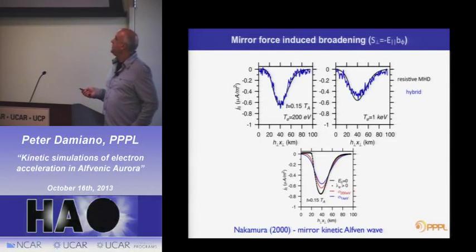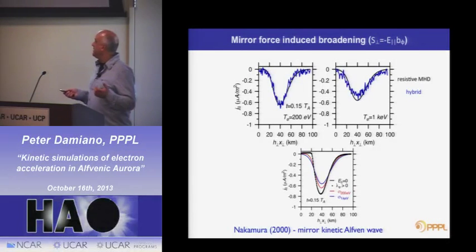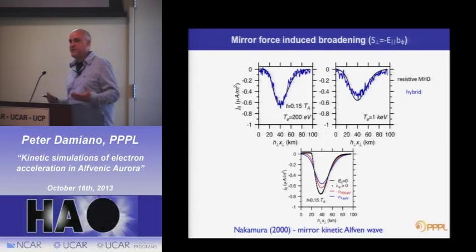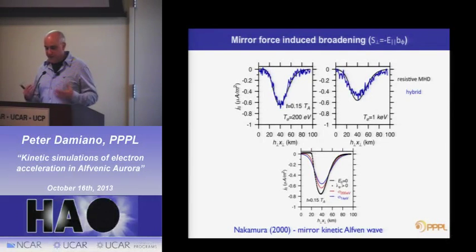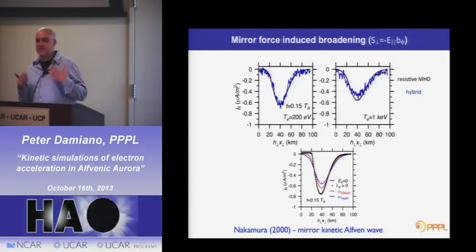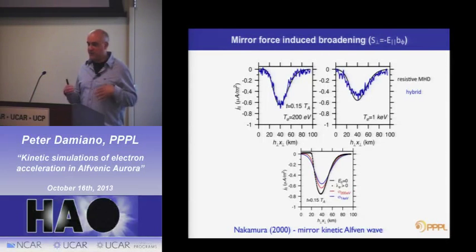So I actually like to include this limit of a mirror force dominated global mode, as what was denoted by Nakamura in 2000, in the same context as a mirror kinetic Alfvén wave, because it has the properties of the kinetic Alfvén wave in the sense of the dispersion and the E parallel, but the physics driving it is substantially different. In the traditional kinetic Alfvén wave, it's electron pressure effects. Here, it's the mirror force. So this is one point I wanted to get at in terms of these global systems, that the driving physics is much different than what I'll discuss next in terms of the dispersive scale Alfvénic waves and the broadband aurora.